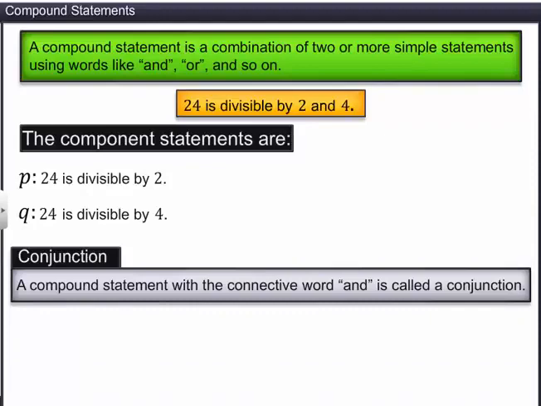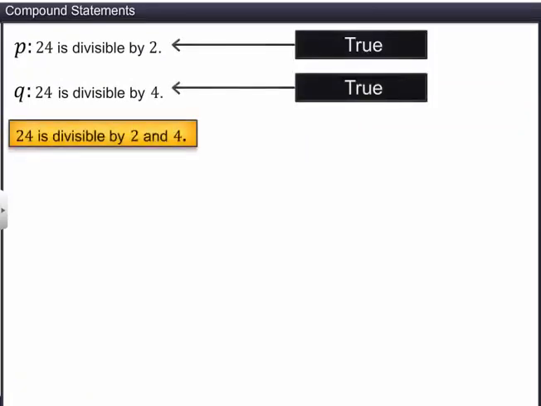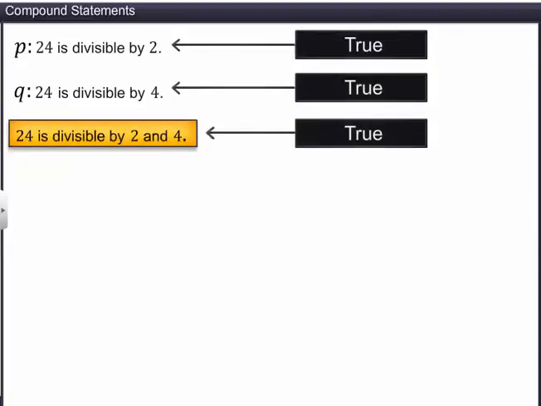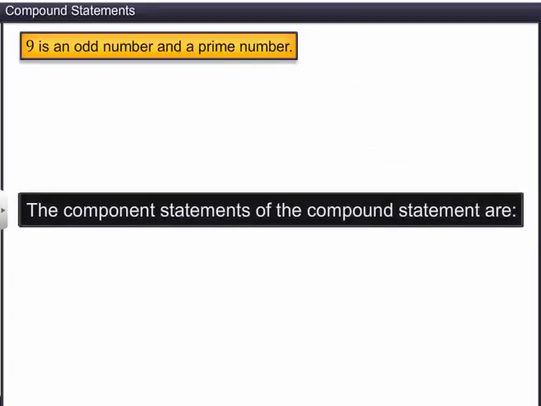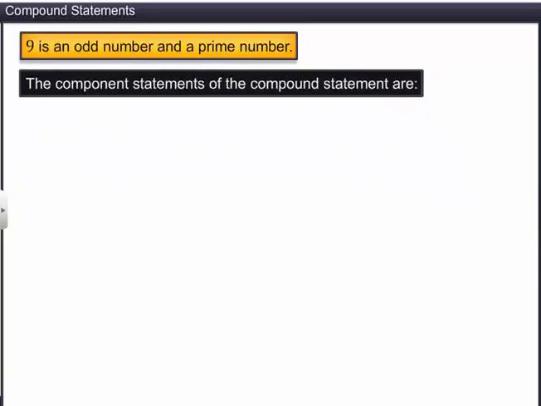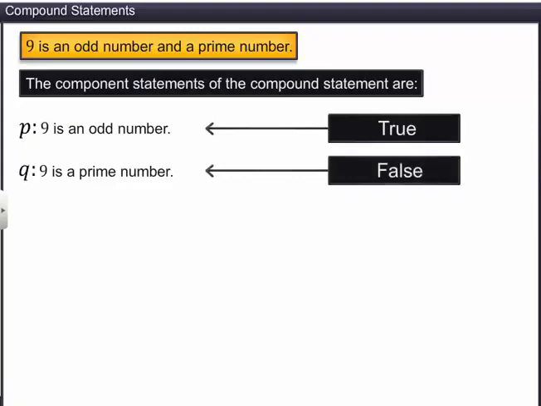Let's consider the component statements of the given compound statement again. We know that both the statements are true. Therefore, the compound statement is also true. Let's consider another compound statement. 9 is an odd number and a prime number. The component statements of the compound statement are 9 is an odd number, and 9 is a prime number. Statement P is true, while statement Q is false. Therefore, the compound statement is false.